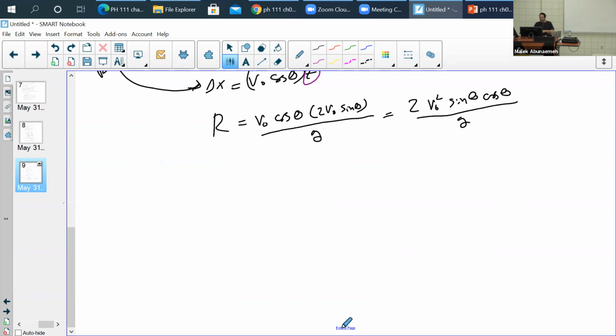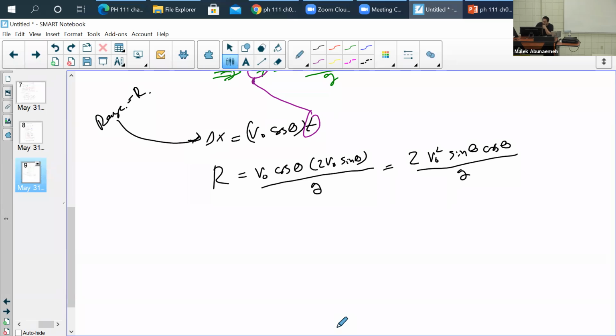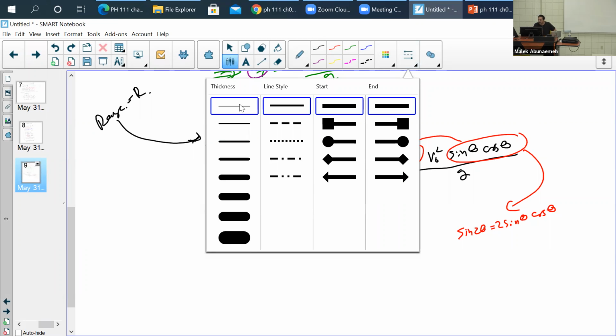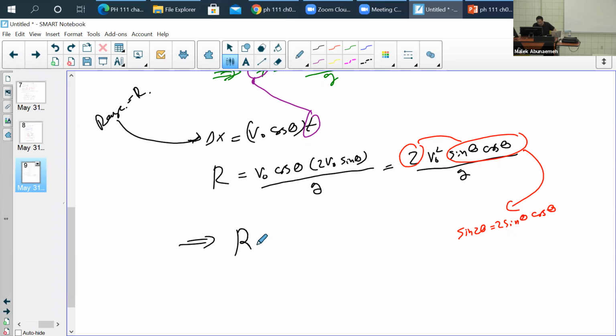Now, if you remember from our trig class, we had a little identity for these two, right? What was it? Sine 2 theta is going to equal 2 sine theta cosine theta. So that means our range would be v naught squared sine 2 theta divided by your gravity.